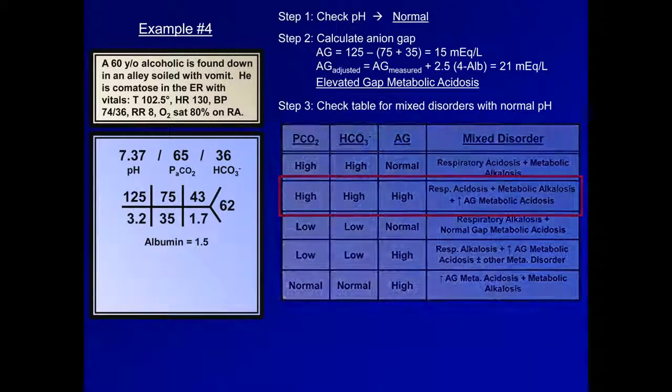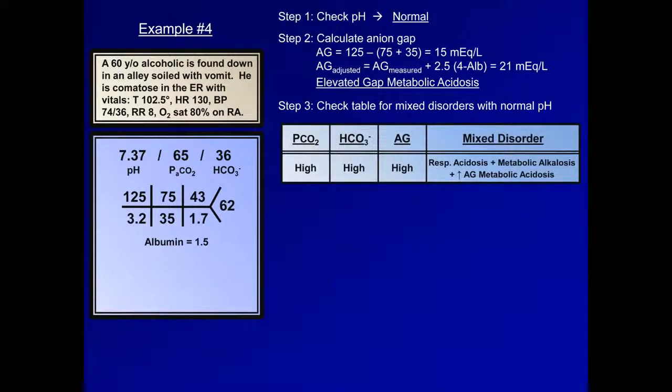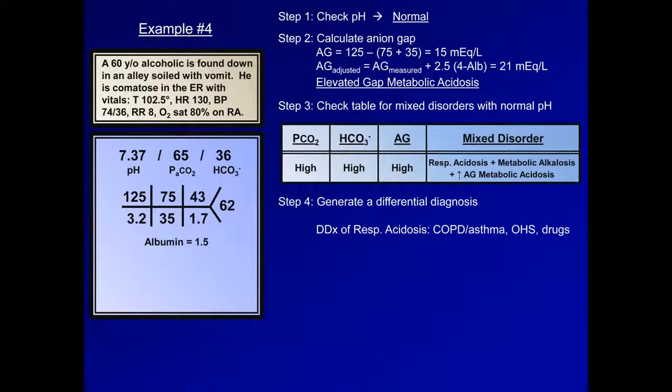I'm going to condense that result like this in order to give us a little bit more room on the screen. Now, our final step will be to generate a differential diagnosis. You can reasonably start with any of the three disorders. I'll pick the respiratory acidosis. As before, we should first look at the possibilities of COPD, asthma, OHS, and drugs. Given the history here, drugs seems like the most likely of these.